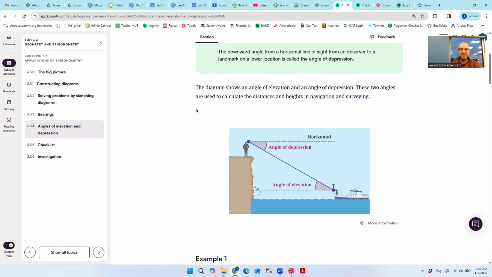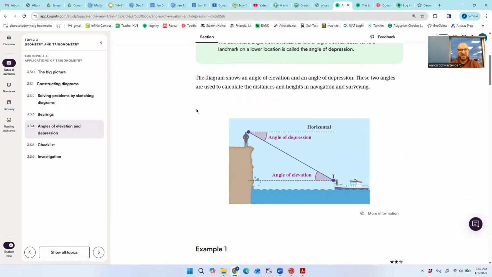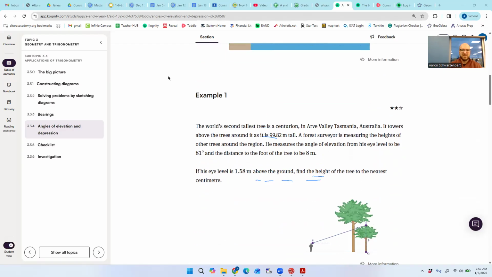Thank you. So angle of elevation and depression are measured down from or up from the horizontal. They are equal. They are alternate interior angles, but it's important that they're measured to the horizontal.